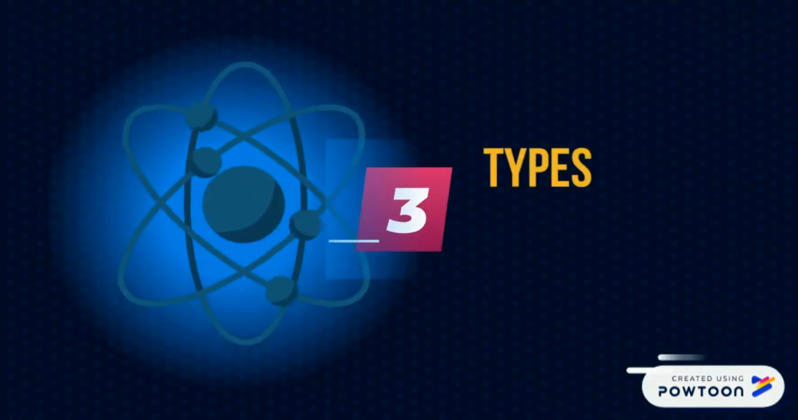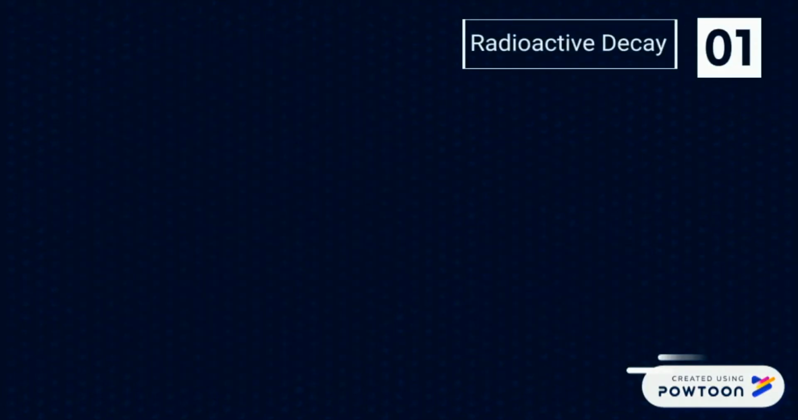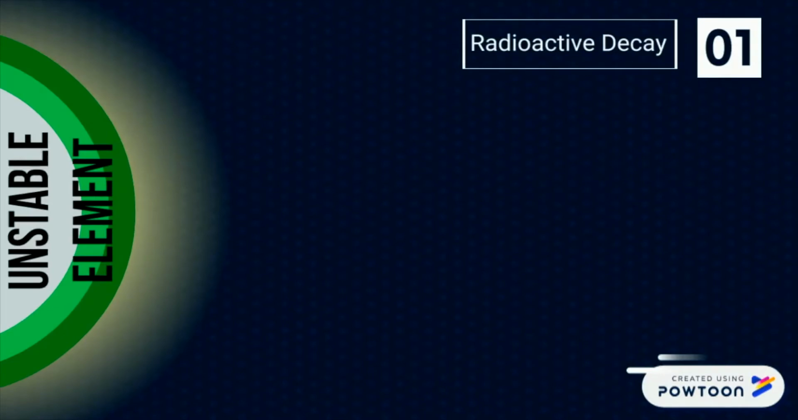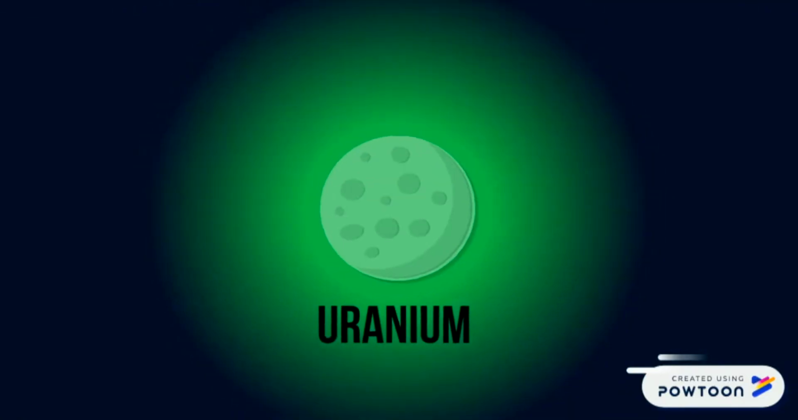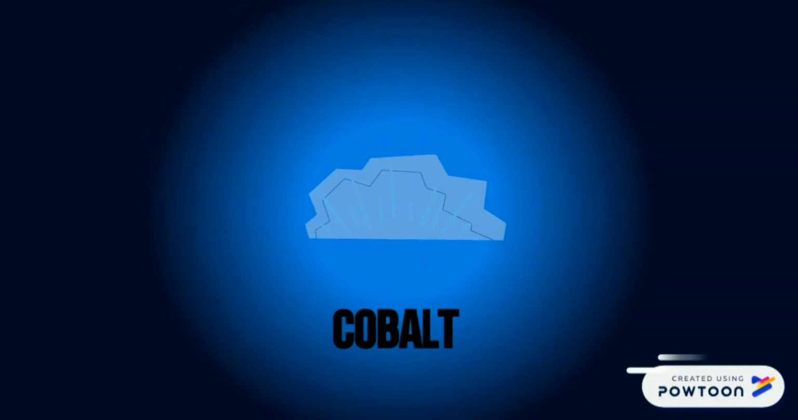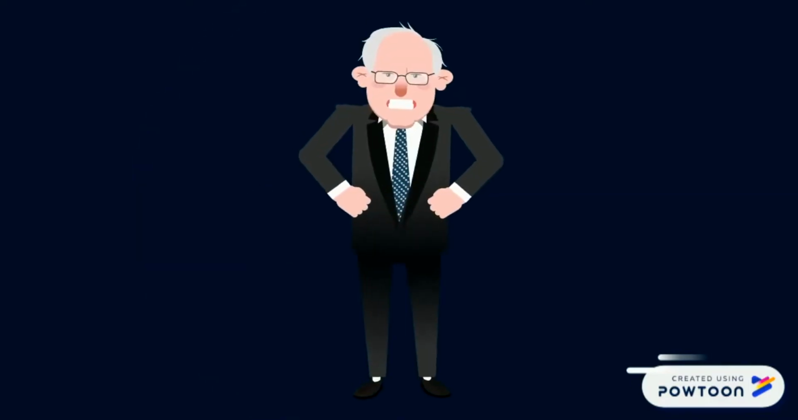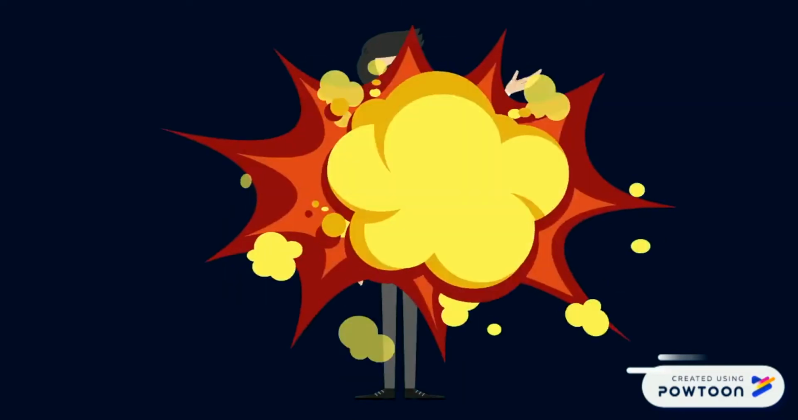There are three types of ionizing radiation we'll discuss. The first is from radioactive decay. As an unstable element decays, it releases alpha particles, beta particles, and gamma rays. Unstable elements can be naturally occurring, such as uranium, or man-made, such as certain forms of cobalt. Radioactive materials are said to be unstable because they have too much energy in their atoms. These atoms spontaneously release this excess energy in an effort to achieve a more stable situation.